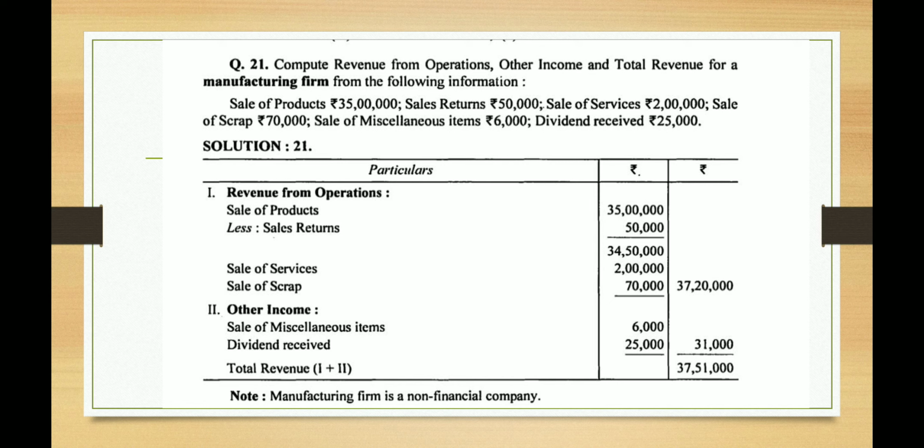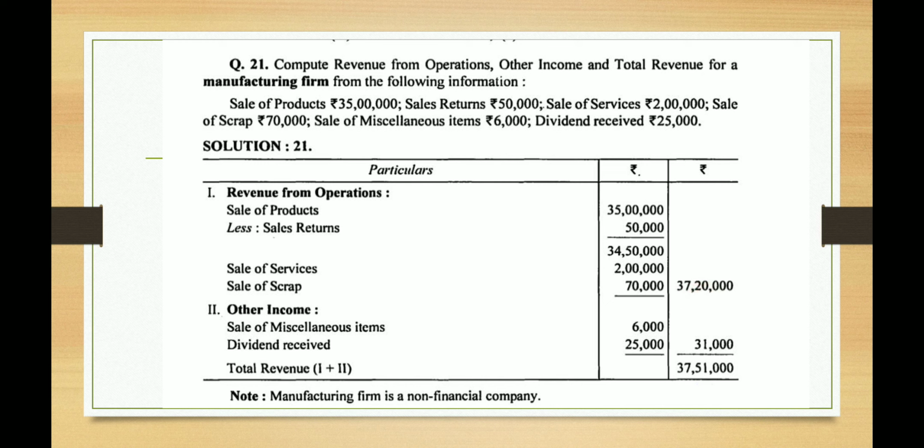Okay, so the first head is revenue from operations. This is your sales: sales of product is 35 lakh, and you have to deduct sales return, that is 50,000, so it will become 34 lakh 50,000. Now other sales which are in operation, like sales of services 2 lakh and sales of scrap 70,000. After adding all these, we get 37 lakh 20,000.